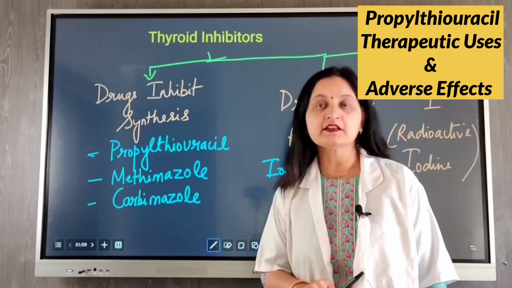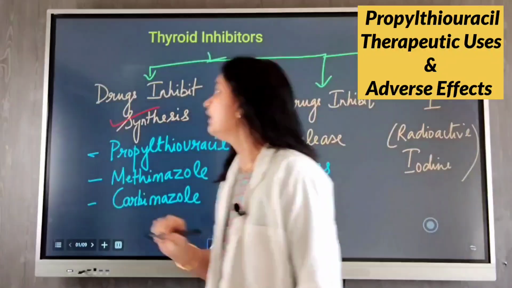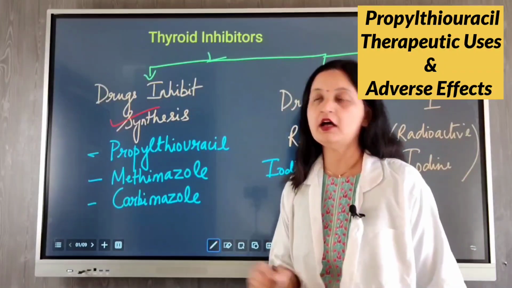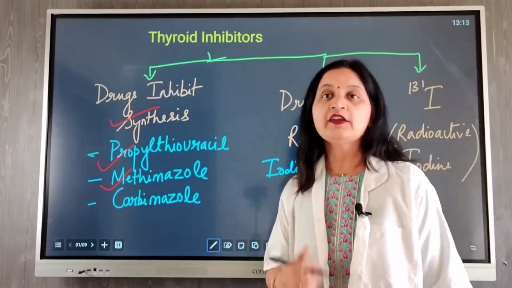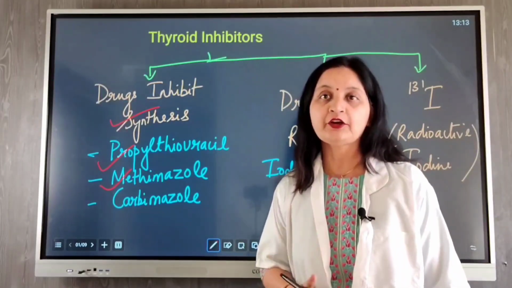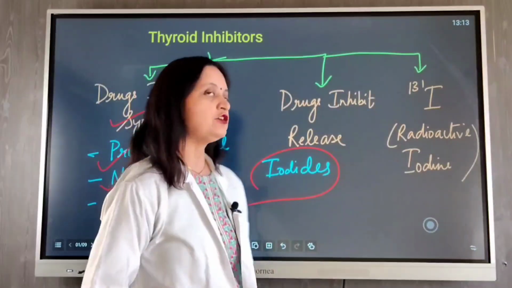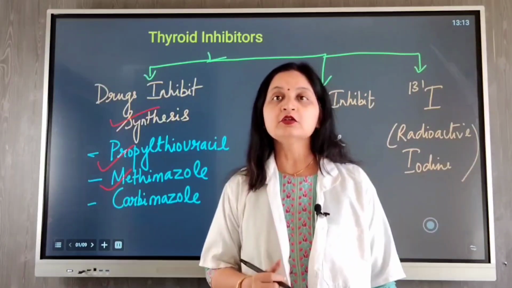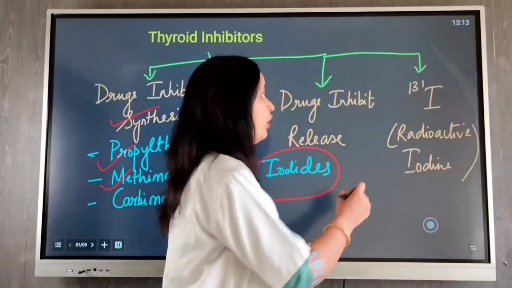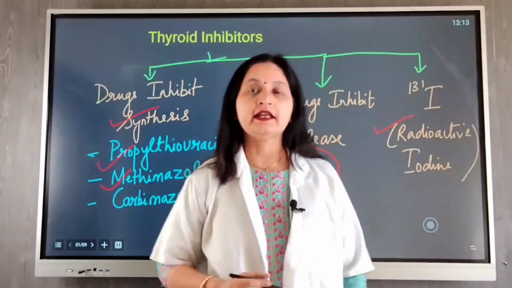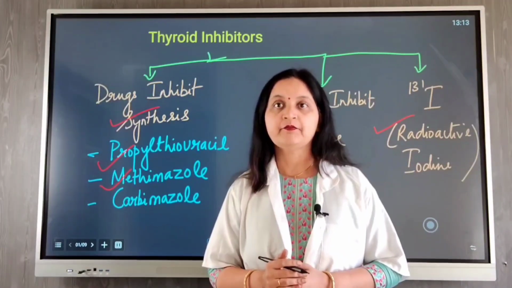In my last lecture, I classified the thyroid inhibitors, and these are drugs that inhibit the synthesis of thyroid hormones. The drugs are propylthiouracil, methimazole and carbimazole. Also, we have drugs that inhibit the release of thyroid hormones, and the drugs are iodides. So, iodides inhibit the release of thyroid hormone. And also drugs such as radioactive iodine or iodine 131 cause destruction of the thyroid gland and help to reduce the thyroid hormone levels and control hyperthyroidism.